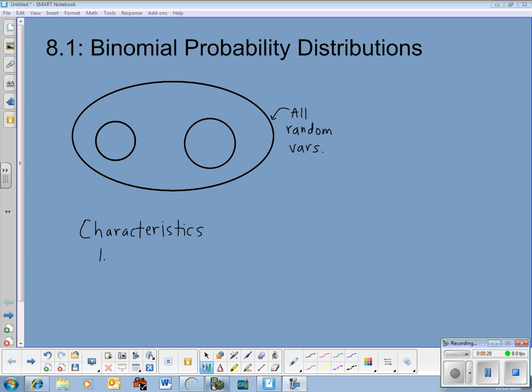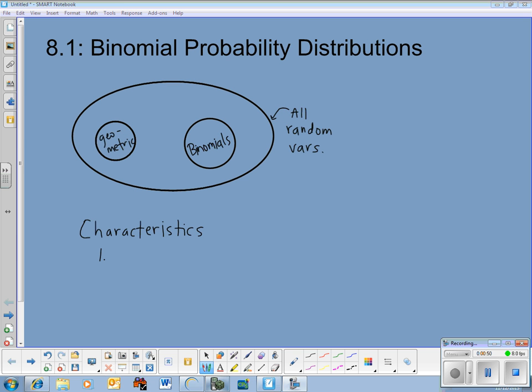There are two groups of distributions that we are going to study next. There are binomials, which is today's topic, and there are geometrics, which will be next time. I first just wanted to make this diagram to show you. This is just a special case of all of the random variables that we've been dealing with.